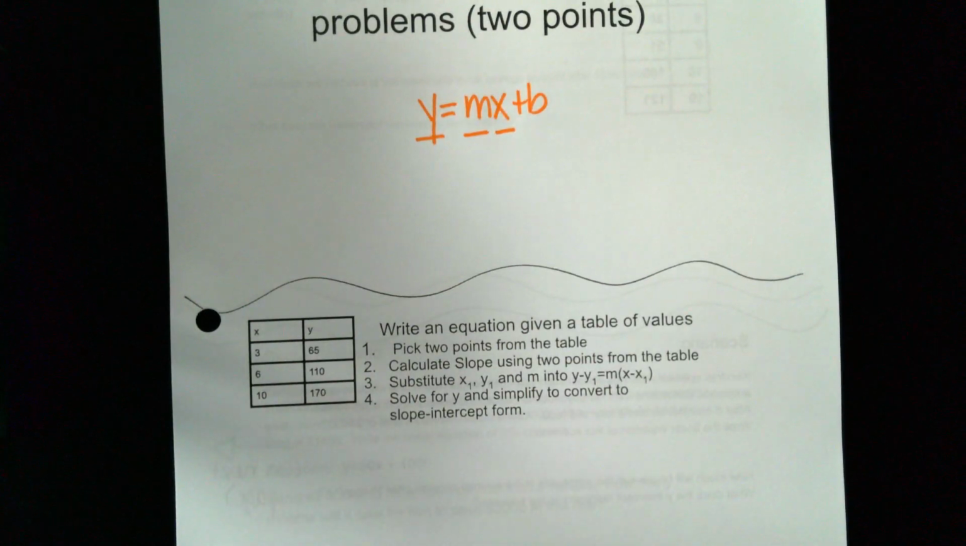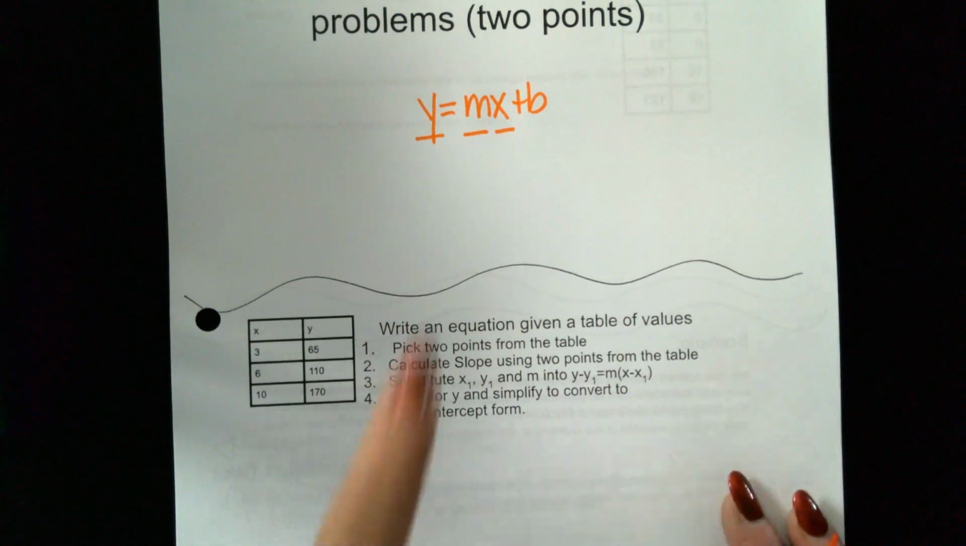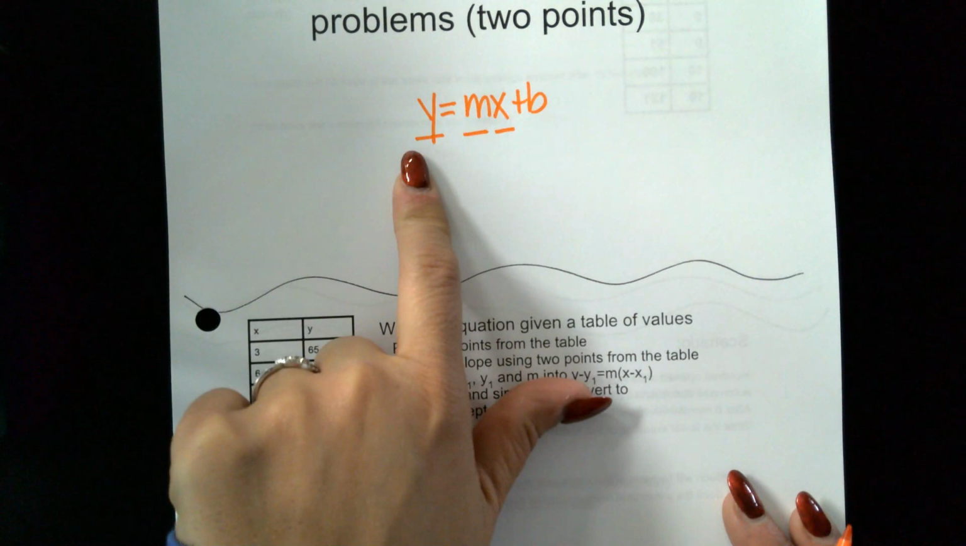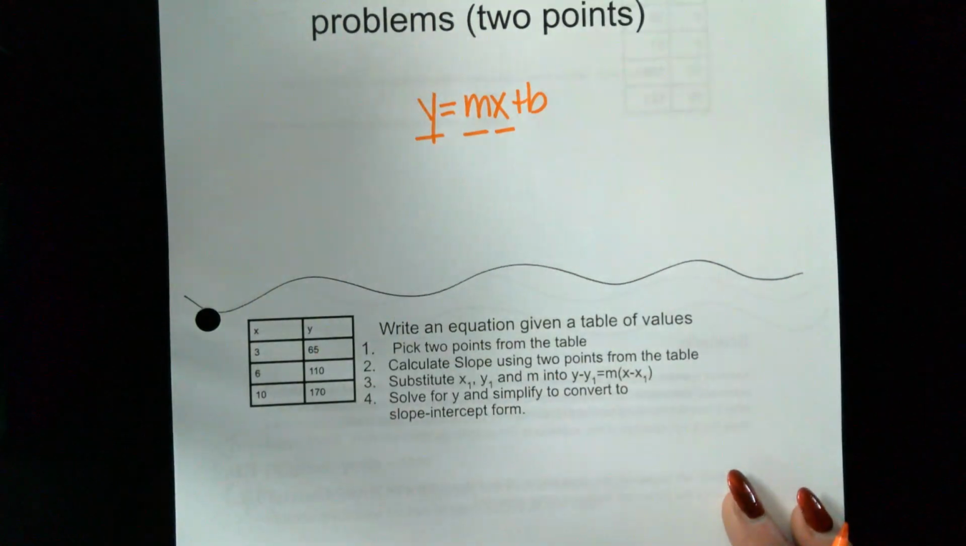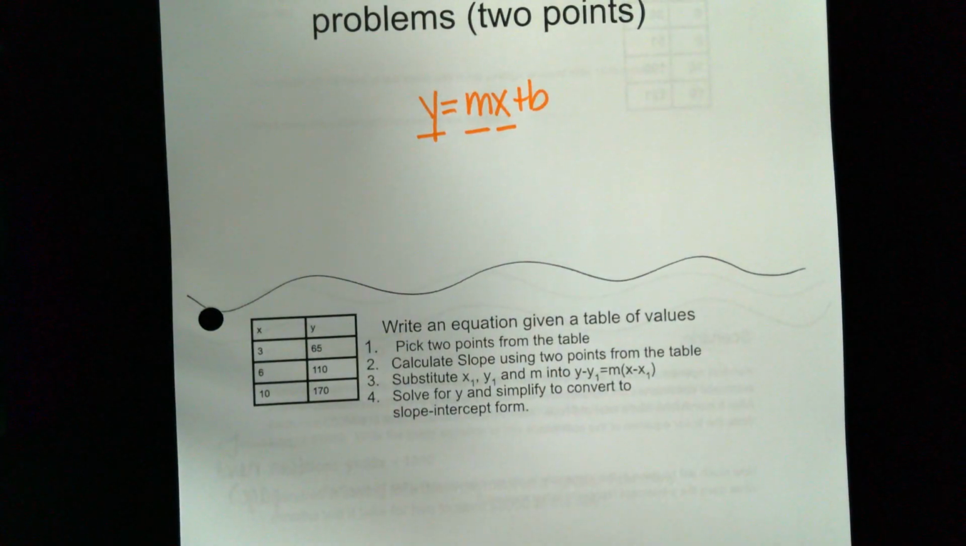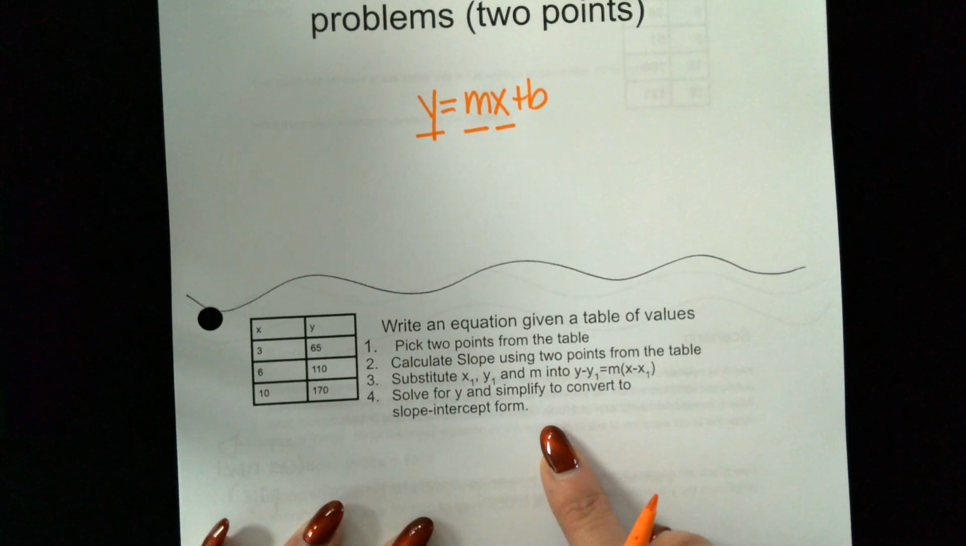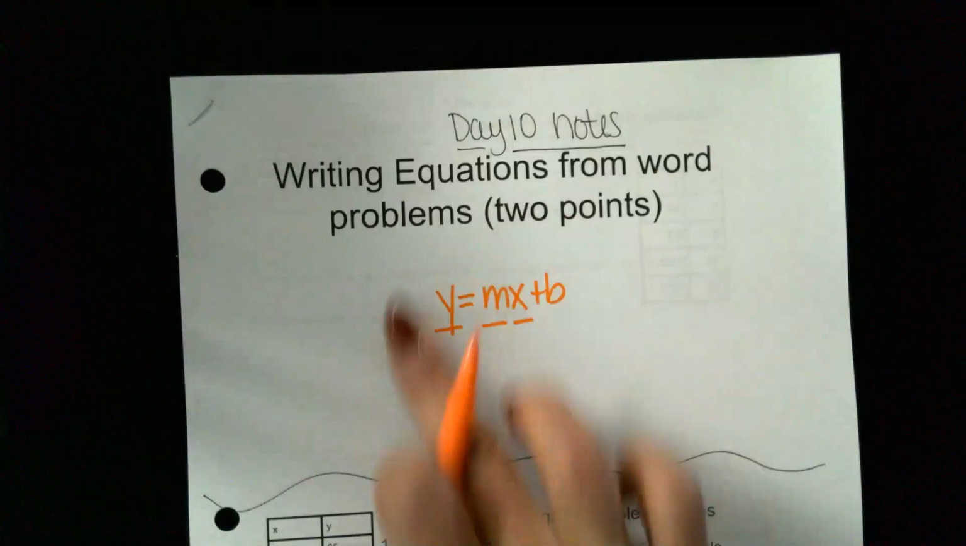We're going to find slope. Actually, instead of plugging it into this, a lot of times we're going to plug it into point slope form and solve. But then we're still going to end up with slope intercept form at the end, which is this one.